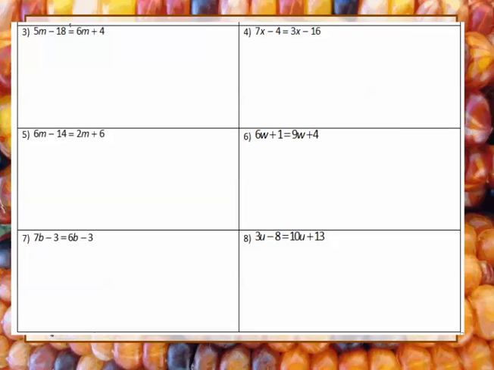Alright, let's do number 3 together. So I draw the line down the middle. I need to move my letters to the left. So I need to move this whole 6m. I need to do the inverse to get it over the line. So I'm going to do minus 6m, minus 6m. 5m minus 6m gives me negative 1m minus 18 equals 4. In this case, I have a constant I need to get rid of to solve, so I'm going to add 18 to both sides. And then I still have negative 1m is equal to 4 plus 18 gives me 22. Going to divide by negative 1 to get that negative away from the m. And I'm left with m equals negative 22 for my final answer.